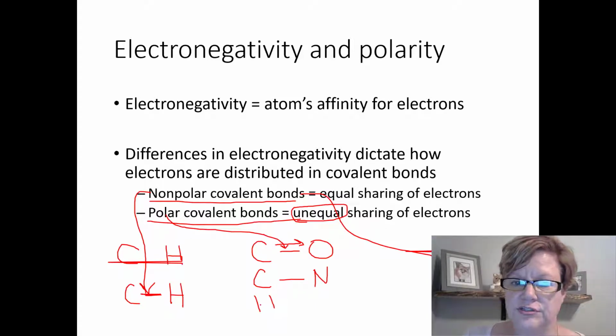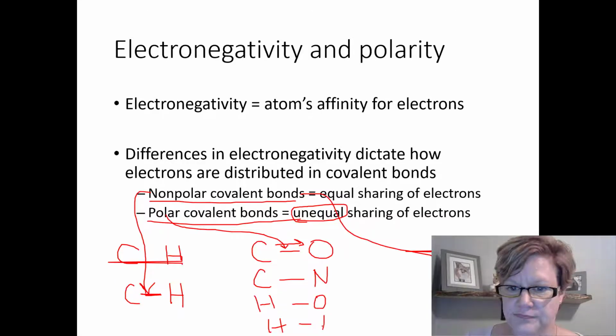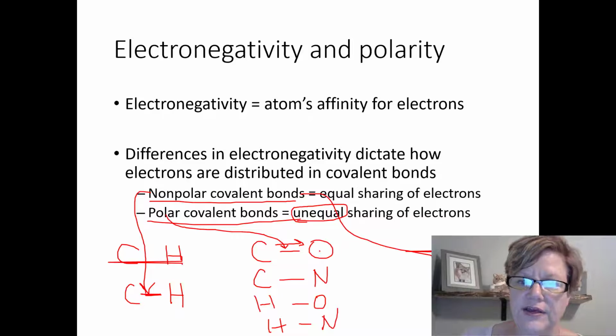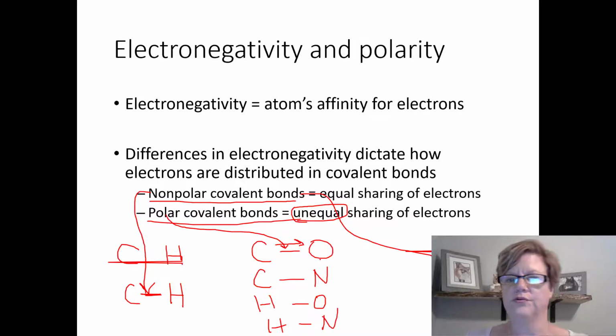Hydrogen to oxygen, or hydrogen to nitrogen. These would all be polar bonds, because you have one atom that's not very electronegative trying to share electrons with an atom that is very electronegative. And like a game of tug of war, the electronegative atom is going to pull the electrons more toward itself, and that's considered unequal sharing.